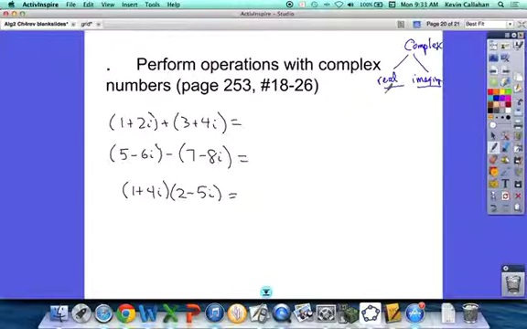So how is it that we added or subtracted complex numbers? You add the real parts and you add the imaginary parts, for adding and subtracting. So that would be 1 plus 3 is 4. 2i plus 4i is 6i. Keep the real parts together, keep the imaginary parts together. If there's a subtract, you've got to be a little more careful: 5 minus 7 is negative 2. And negative 6i minus negative 8i is like negative 6i plus 8i.